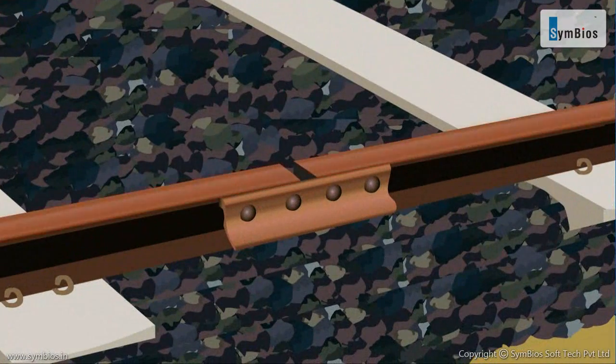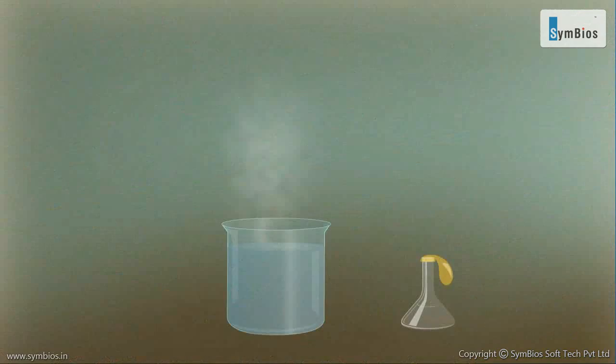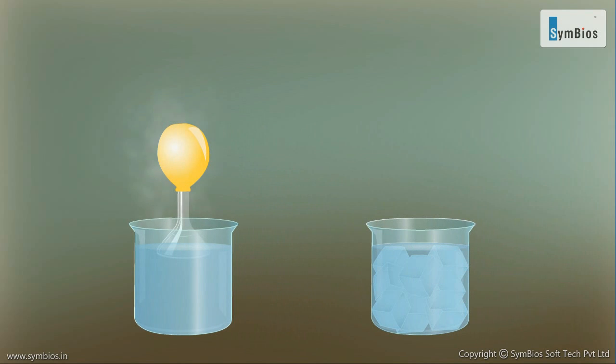When an object is heated, its volume increases. This increase in volume of any substance is known as expansion. Gas expands when it is heated. The molecules of any gas are not bound to each other. Therefore, on heating, the vibrations of these molecules increase, and as a result, the average distance between the molecules also increases. Similarly, when it is cooled, it contracts.